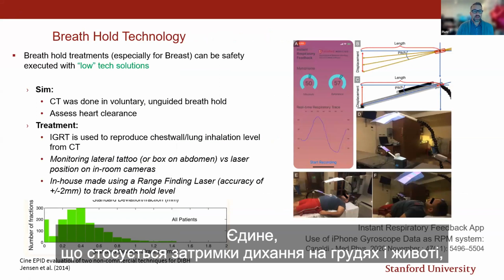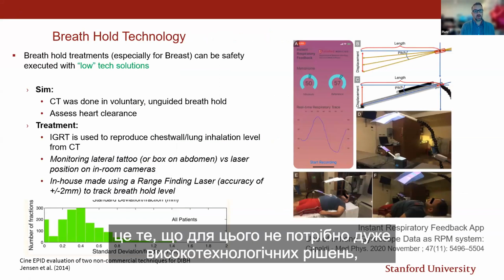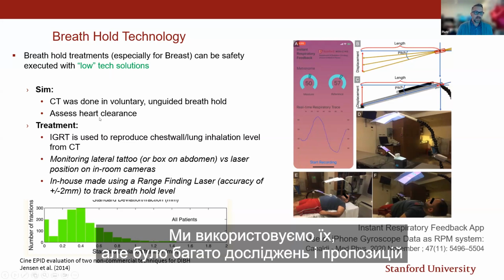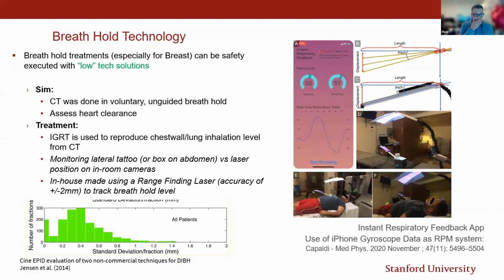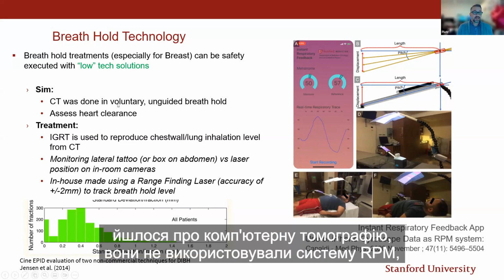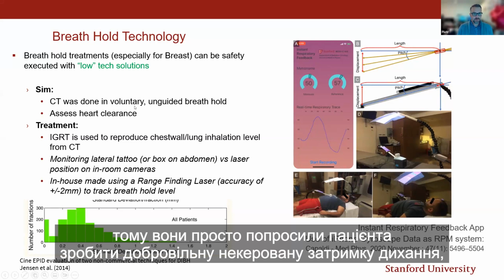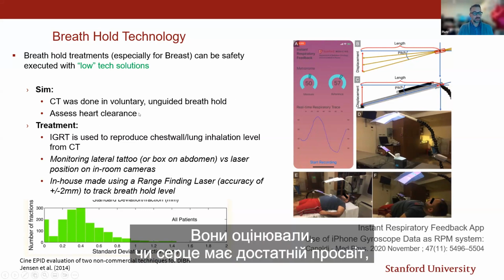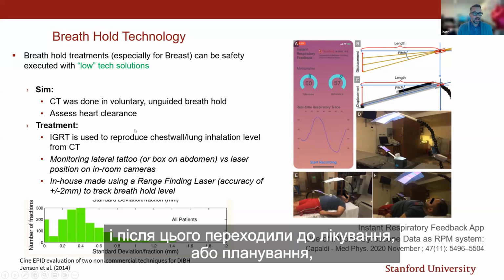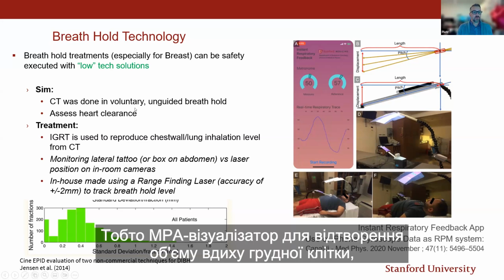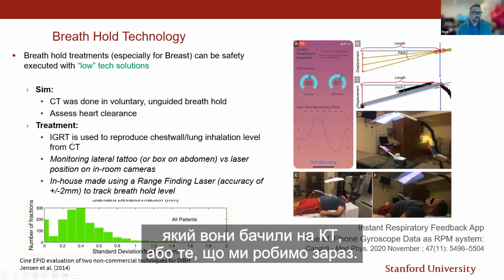So the one thing about breast and breath hold is that it doesn't need to have a very high-tech solution, right? Most of our machines have the full RPM systems or GOC systems on them, so we utilize that. But there have been many studies or suggestions about using lower tech solutions. In this very small paper I found, the CT had no RPM, so they just asked the patient to do a voluntary unguided breath hold, just a comfortable breath hold. They assessed whether the heart had enough clearance, and if so, they proceeded to planning and then treatment. During the treatment, they just used imaging, an EPID MV imager, to reproduce the chest wall lung inhalation volume that they saw from CT, like what we do now.